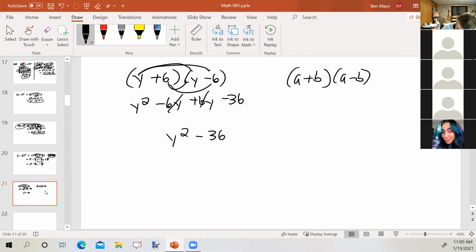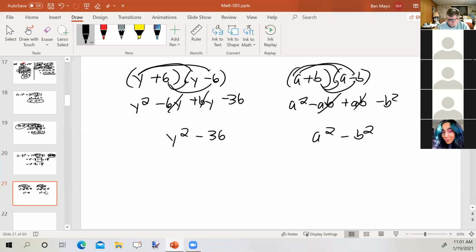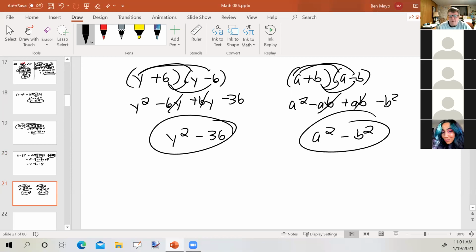Let's take this general form a plus b times a minus b. We get a squared minus ab plus ab minus b squared. The two middle terms cancel out and we get a squared minus b squared. These answers are referred to as the difference, as in they're being subtracted, the difference of two squares.